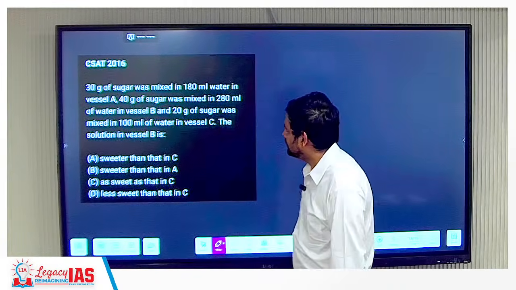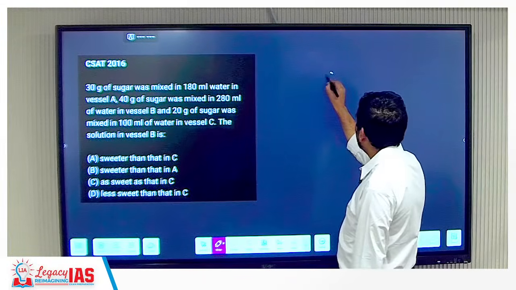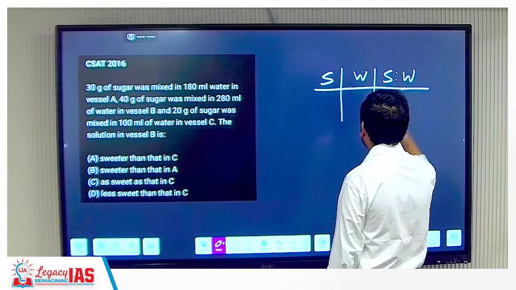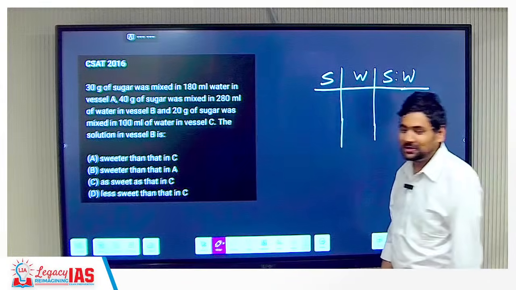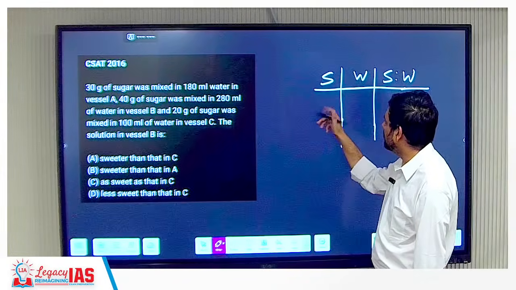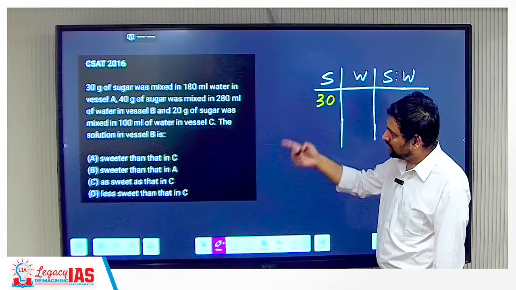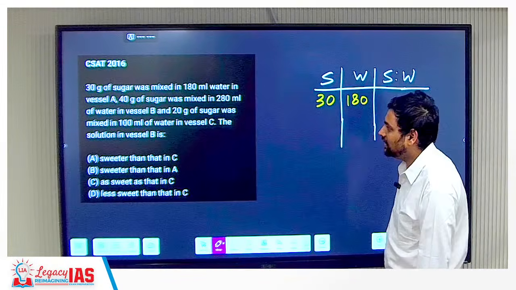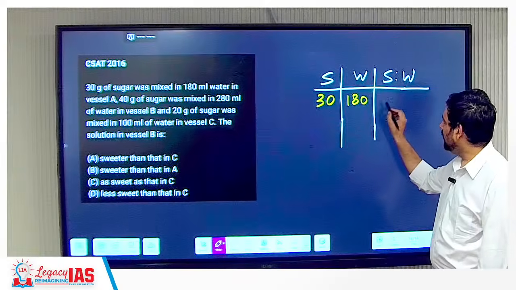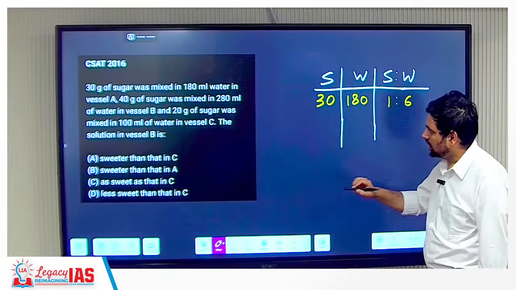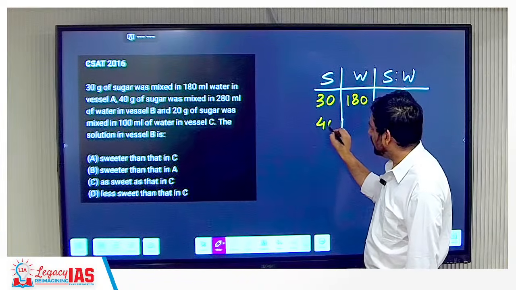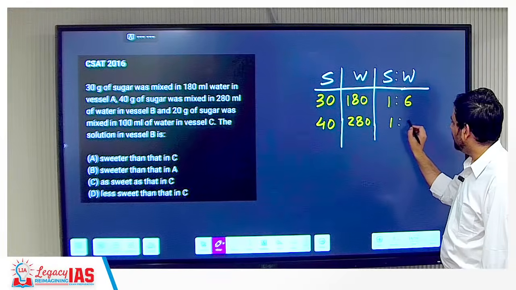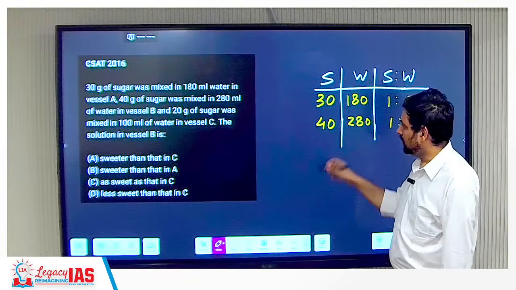Okay. Then I write here sugar, water, ratio of sugar and water. So how much is sugar? 30 gram is sugar. Very good. Then how much is water? 30 grams of sugar was mixed in 180 ml of water. So water is 180. What is the ratio of sugar and water? 30 and 180, 1:6. Then next 40 grams of sugar, 280 grams of water. What is the ratio? 40 and 280, 1:7. This is sugar ratio water.